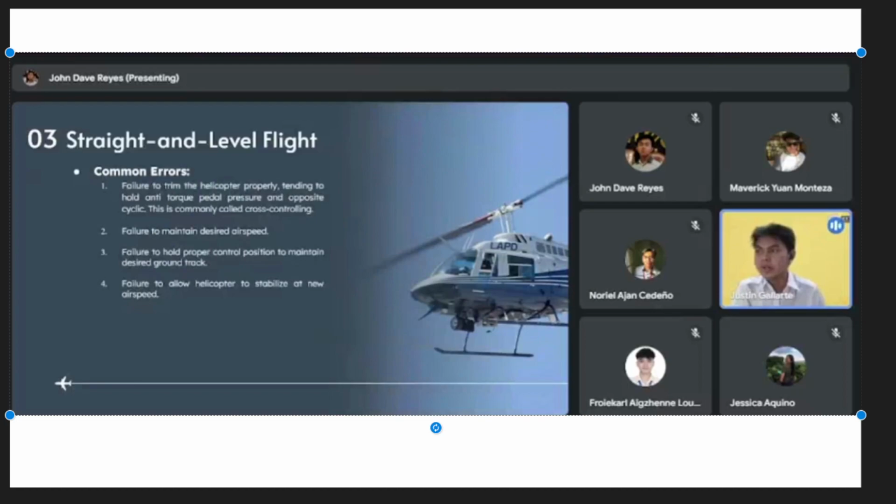Now, for the common errors of straight and level flight, first is failure to trim the helicopter properly, tending to hold anti-torque pedal pressure and opposite cyclic. This is commonly called cross control. Next is failure to maintain desired airspeed. Third, failure to hold proper control position to maintain desired ground track. And lastly, failure to allow the helicopter to stabilize at mean airspeed.